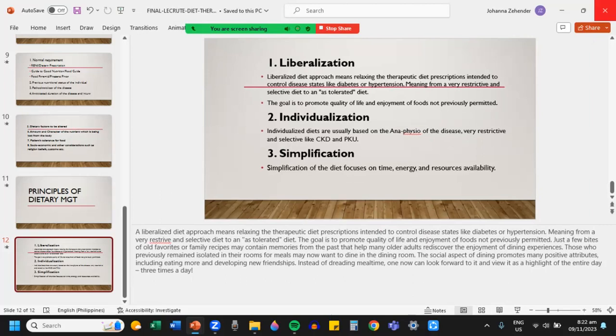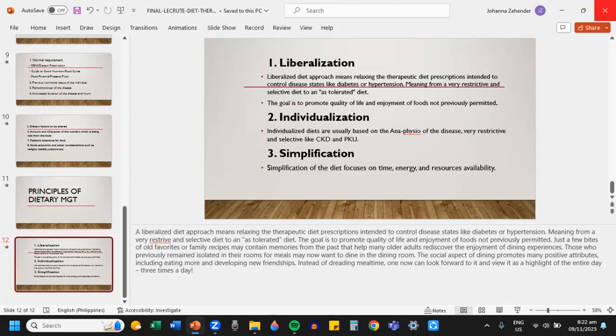Okay, so liberalization. A liberalized diet approach means relaxing the therapeutic diet prescriptions intended to control disease states like diabetes or hypertension. Meaning from a very restrictive and selective diet to an as-tolerated diet. So the goal is to promote quality of life and enjoyment of foods not previously permitted.